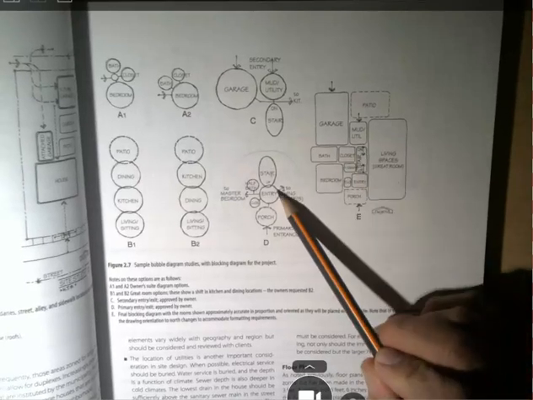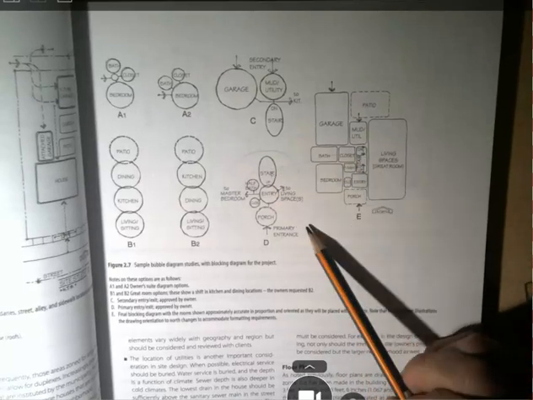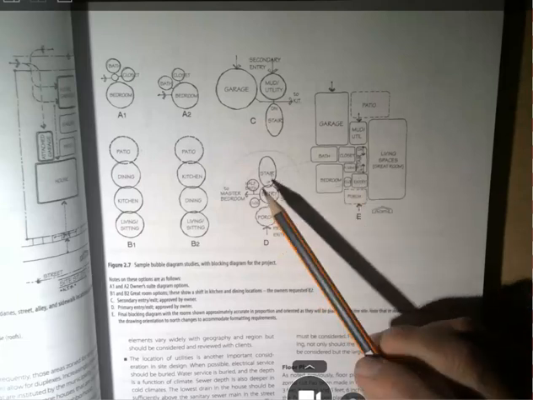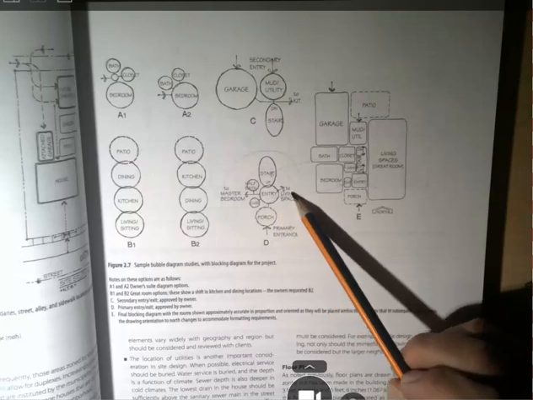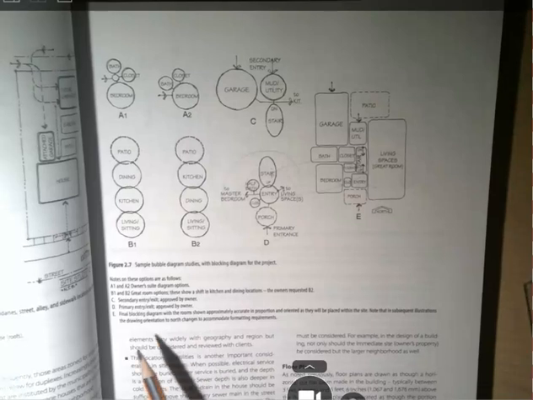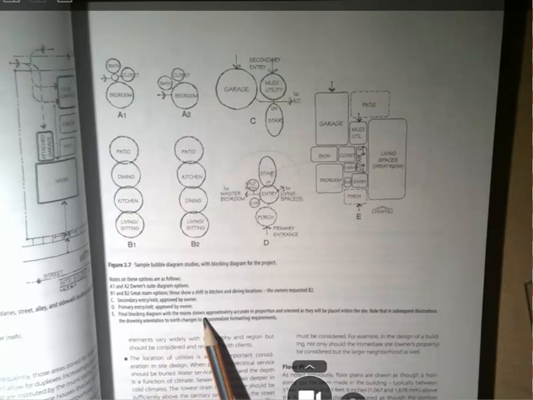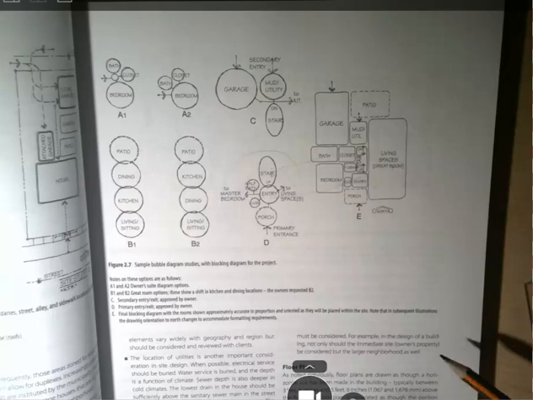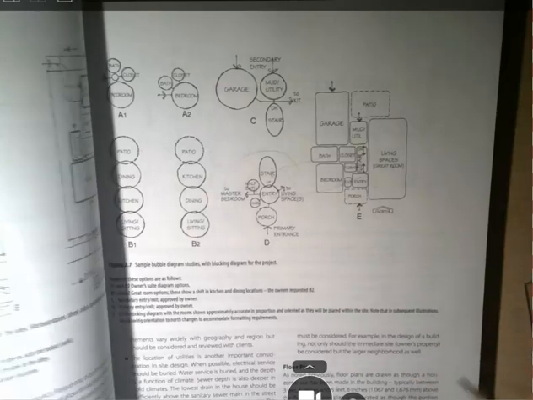Here's the stairs equal the stairs. We have the entry space, porch, not so much for us, but to the other living spaces, and we're going to create this. And it says the final blocking diagram with room shown approximately accurate in proportion and oriented as they will be placed within the site. Okay, so let's take a look at what we have so far.